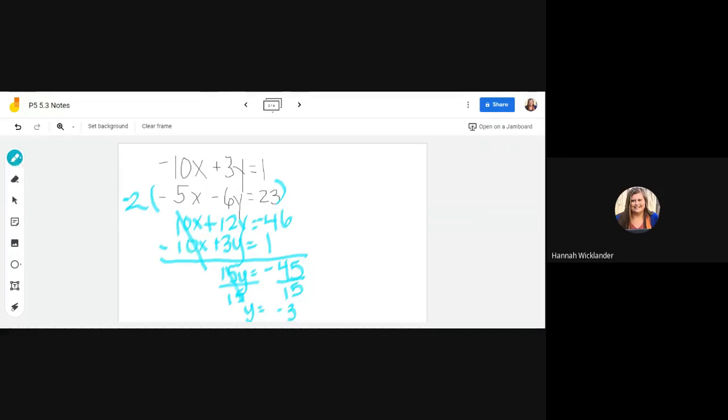Now I'm going to solve for x by plugging it into either equation and solving. I'm going to choose the top equation. So wherever I see y, I plug in a negative 3. So I get negative 10x minus 9 equals 1. Add 9 to both sides, and I get negative 10x equals 10. Divide by negative 10, and I get x equals negative 1. So my answer is an ordered pair, negative 1, comma, negative 3.